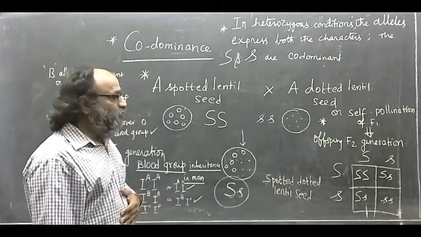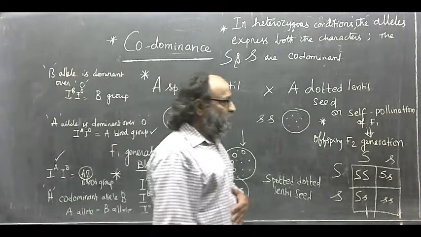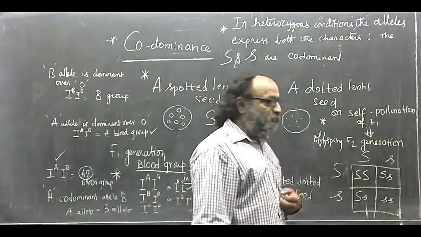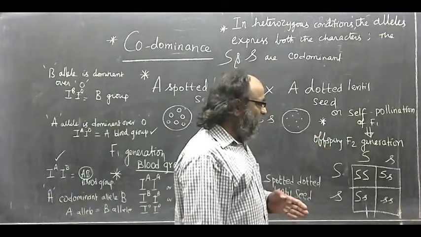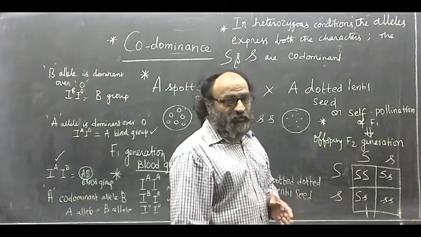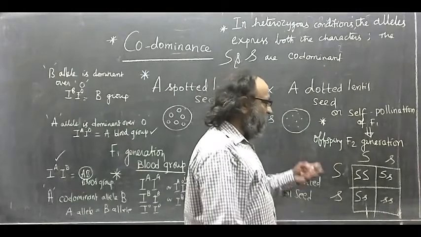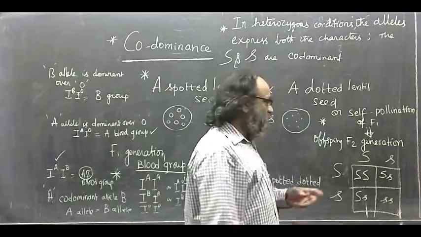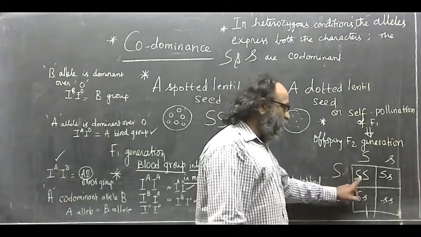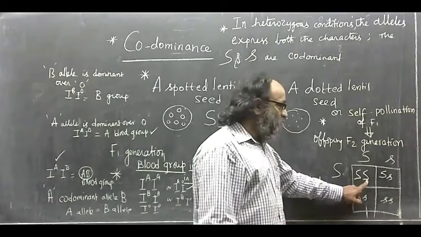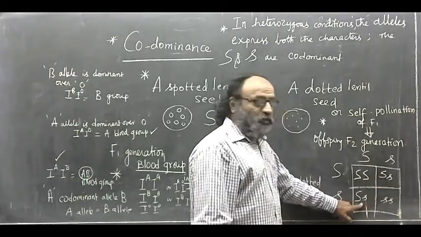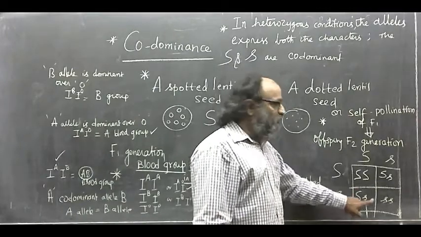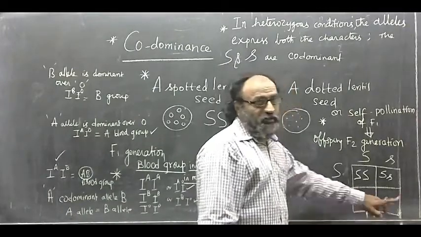both spotted and dotted nature is found in offspring of the F1 generation. When the offspring of the F1 generation are subjected to, say for example, self-pollination, we will get offspring of the F2 generation, wherein one is found to be spotted seeded, two are found to be spotted dotted seeded, and one is found to be dotted seeded.